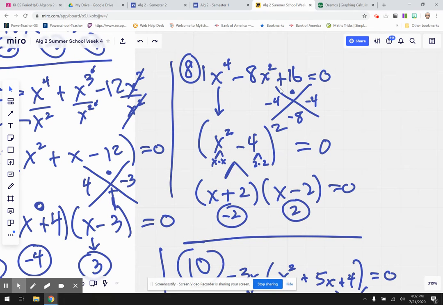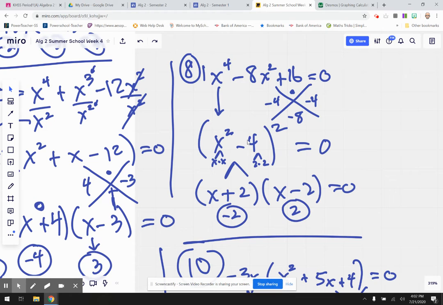So I just factored it. I just used the x. I put a 16 on top. I put the -8 at the bottom, which is -4 times -4. So x squared minus 4, because you've got to use x squared here, because you need x squared times x squared to give you this x to the 4th.